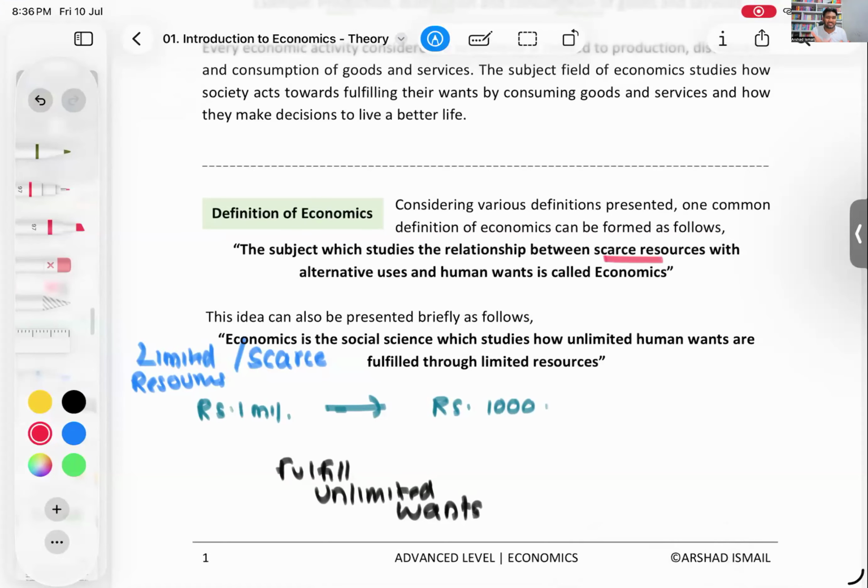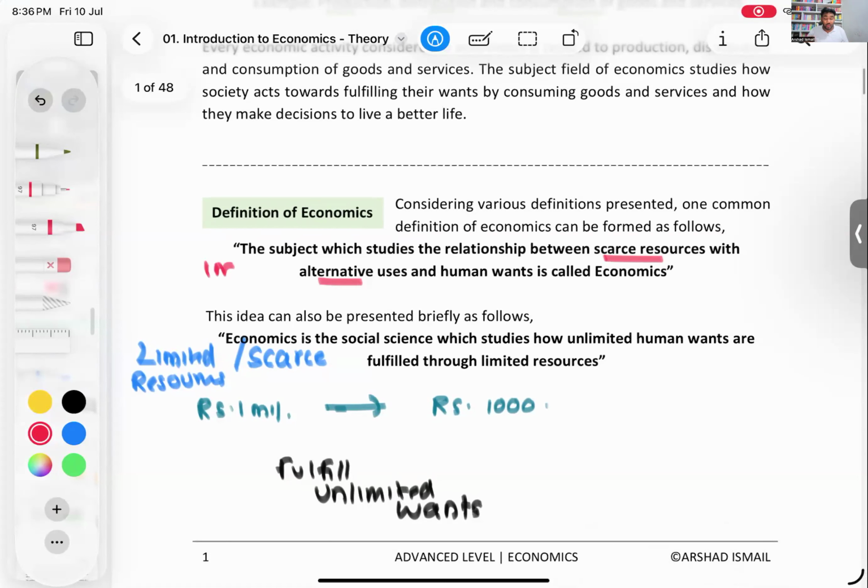Scarce resources mean limited resources, like your 1 million rupees or your 1,000 rupees. How do you study the relationship between your scarce resources and their alternative uses? Now, what is this alternative use? If you took that 1 million rupees, you had so many uses. Some of you said a trip, some said, sir, I will buy a bike, some said, sir, I will get the iPod. You had so many uses and so many wants. So economics is about how people use their limited resources.